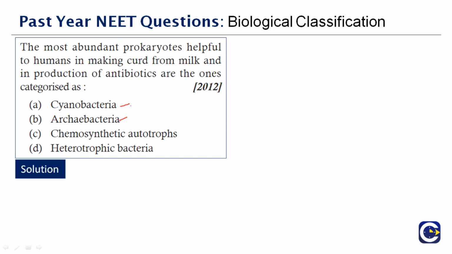Cyanobacteria, the other name is blue-green algae, and you have many exclusive species like Nostoc, Volvox and all. So once again, they don't help in making curd. What do you mean by chemosynthetic bacteria or chemosynthetic autotrophs? It is very well understood what the answer is. They can prepare their own food, right? So what do you mean by chemosynthetic?